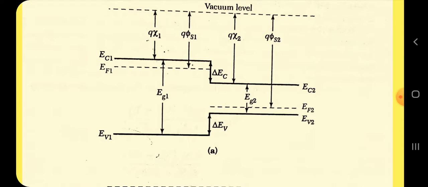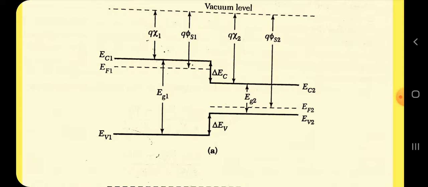The two semiconductors are assumed to have different energy band gaps, different dielectric permittivities epsilon s, different work functions q phi s, and different electron affinities q chi. The work function is defined as the energy required to remove an electron from the Fermi level EF to a position just outside the material, the vacuum level.